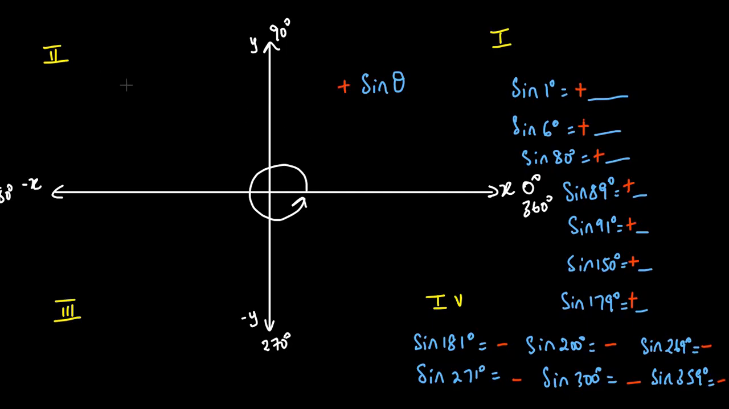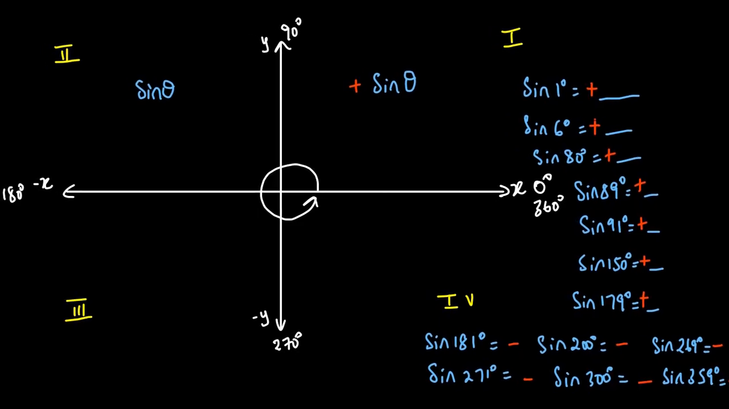But in this quadrant here, we also checked them. We checked 91, which is in here, then we checked 150, which is also in there, then we checked 179, which is also there. We checked all of them, those that are between 90 and 180. We found that sine was also positive.